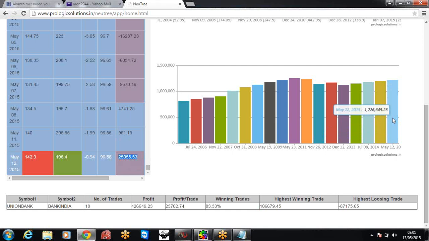Now, what is the investment? It is around 1.2 lakhs. 1.2 lakhs is the investment here for this particular pair, and you have made a profit of 25,000 rupees. So, roughly around more than 20% returns.